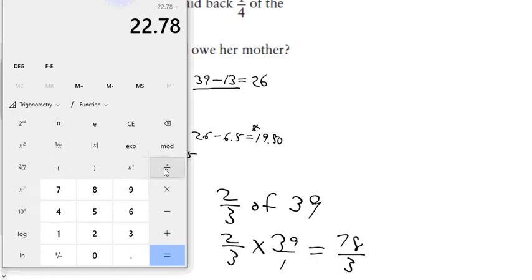Oh, what did I do there? Clear, clear, clear. 78 divided by 3 is, uh-oh, what happened there? Clear.